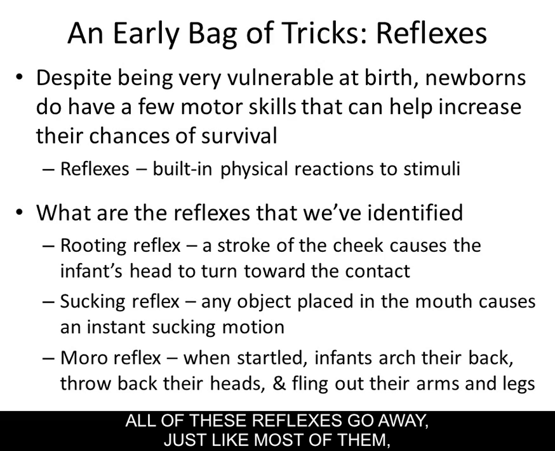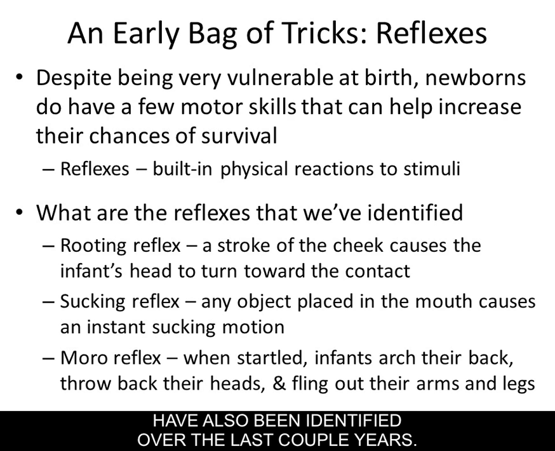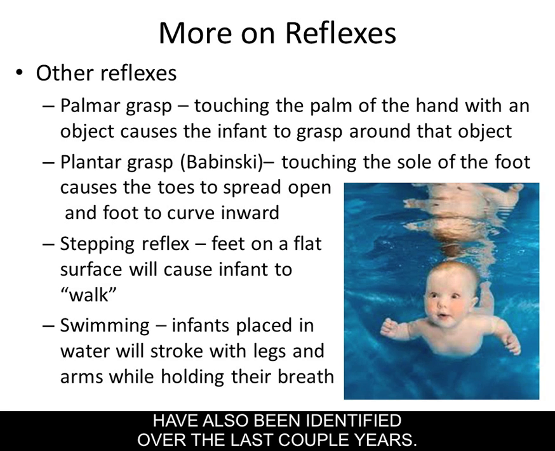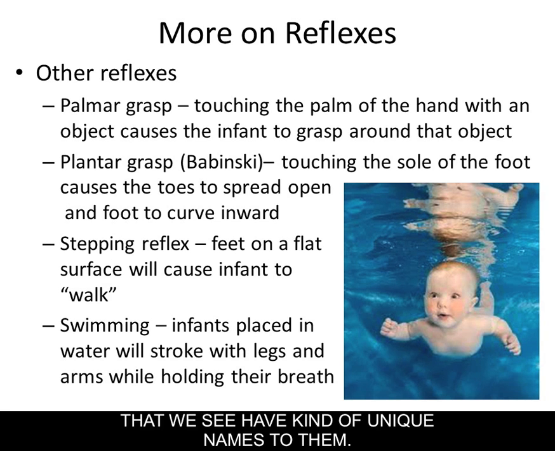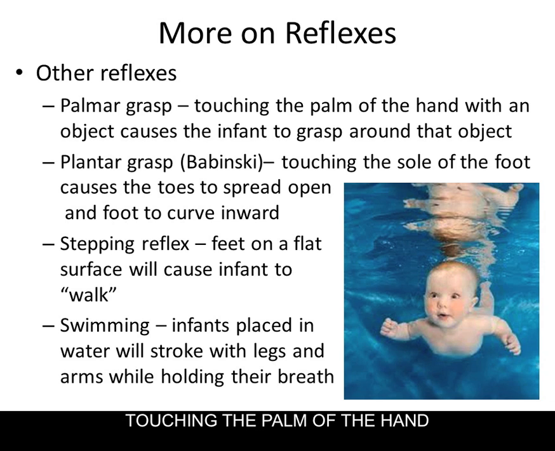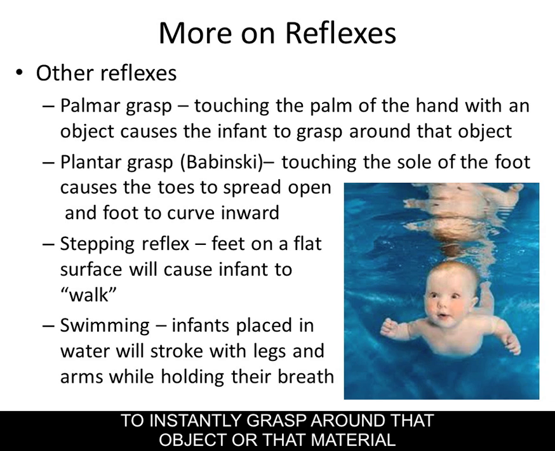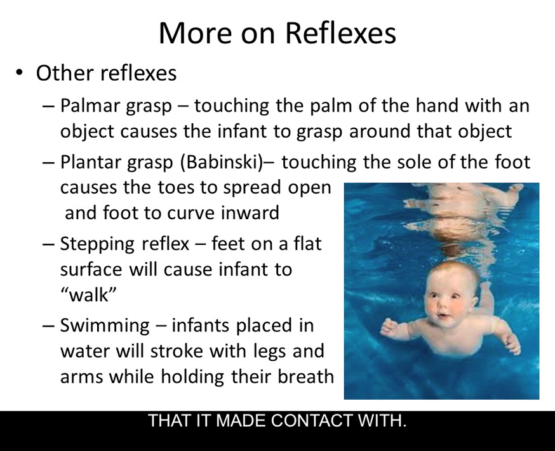All of these reflexes go away, just like most of them, but there are some other ones that have also been identified over the last couple of years. Some of these other reflexes have unique names. One of them is called the palmar grasp, and when we see the palmar grasp, what we view in children is that touching the palm of the hand with any object or just any brush causes the child to instantly grasp around that object or material that it made contact with.